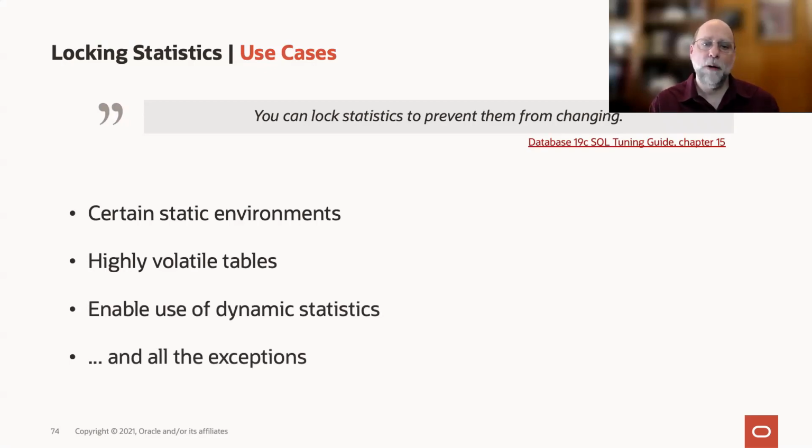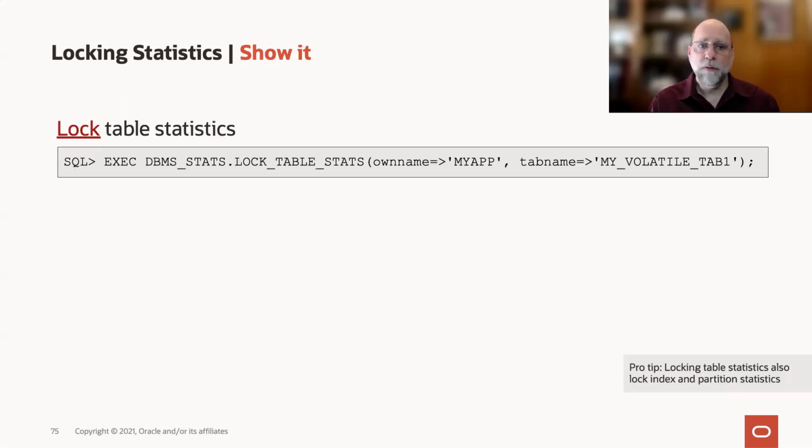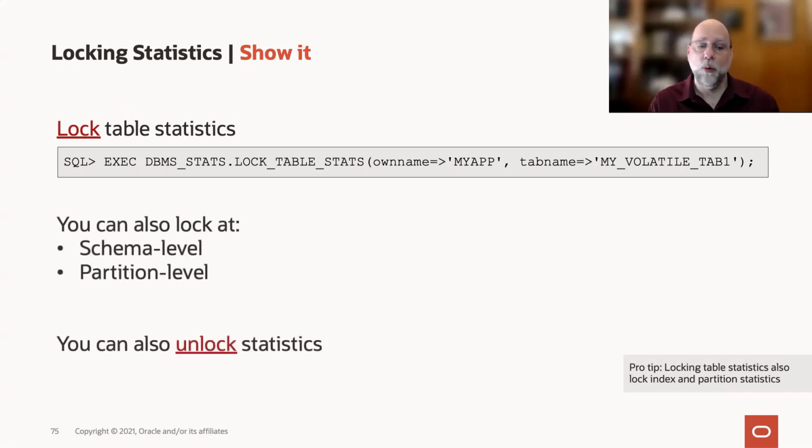So let's talk about how to do it and what the ramifications are. First of all, how to do it? Use the DBMS stats package. You can lock stats at the table level, you can do it at the schema or partition level, and you can unlock stats as well.